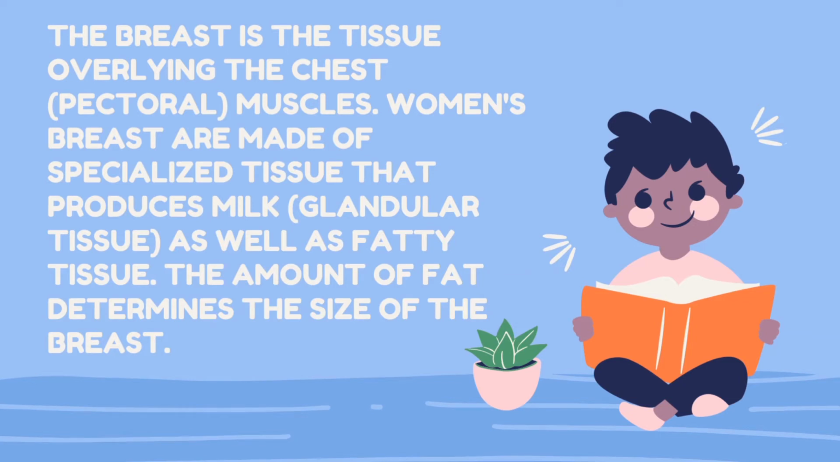The breast is the tissue overlying the chest or the pectoral muscles. Women's breasts are made up of specialized tissue that produces milk, or the glandular tissue, as well as fatty tissue. The amount of fat determines the size of the breast.